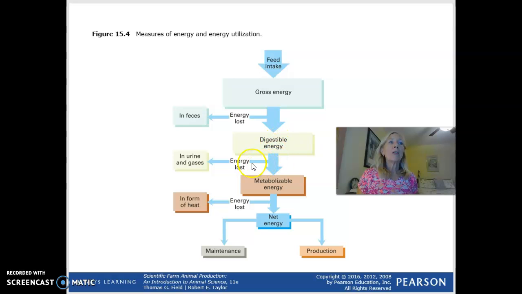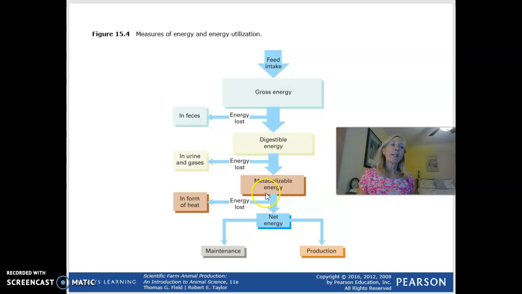So some of that energy is lost in urine and gases, okay? So we still have some body functions going on. And gases, cows have a lot of flatulence. They pass a lot of gas, and that can be carbon dioxide or it can be methane. So that's some energy lost there. If we go to the next stage, after we take the urine and the gases, what energy leaves in that form, then we have the metabolizable energy. And now we're getting down to the energy your body can really use.